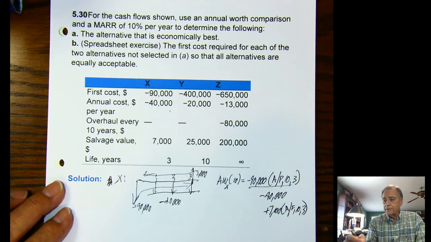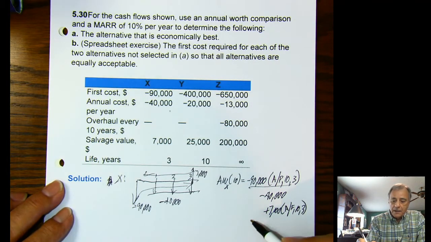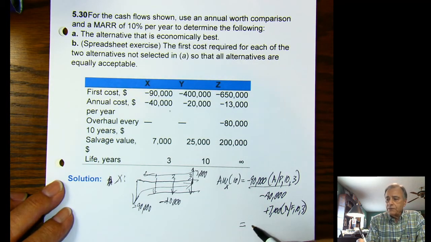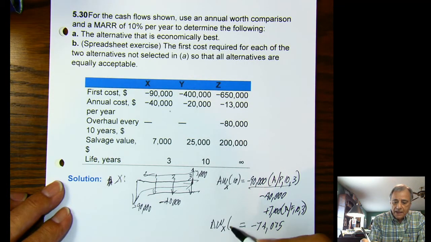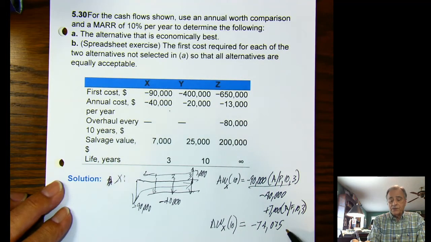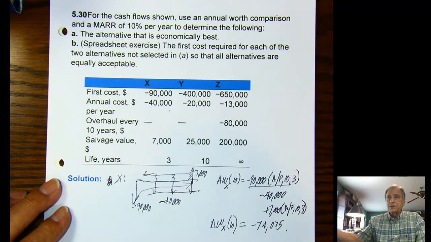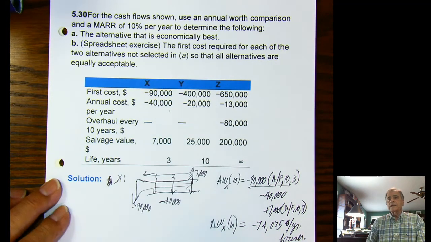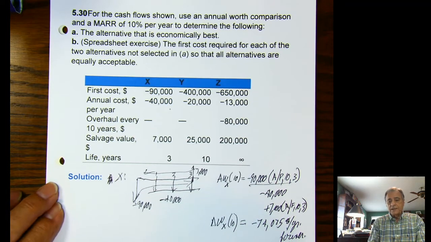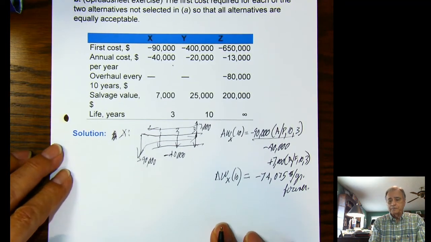If I compute this out, I got minus $74,075. That's the annual worth of X at 10%. That's really for years 1 through 3, but since the series repeats, it's really forever. Dollars per year forever. So that takes care of X. The next thing I want to do is look at Y.